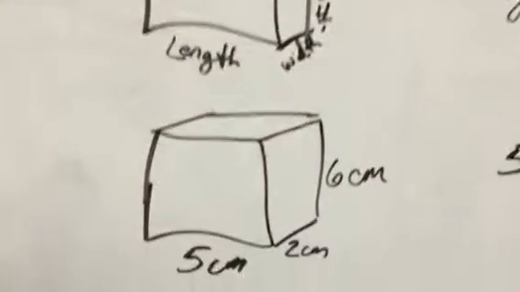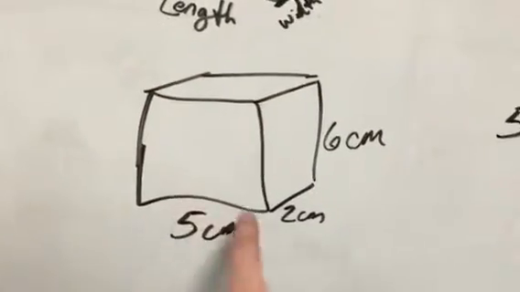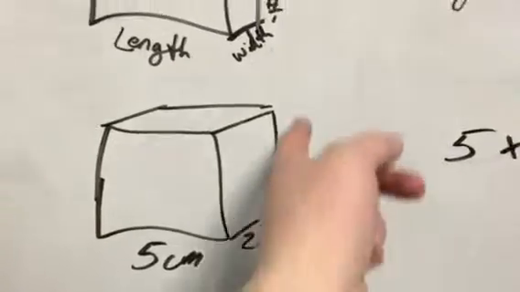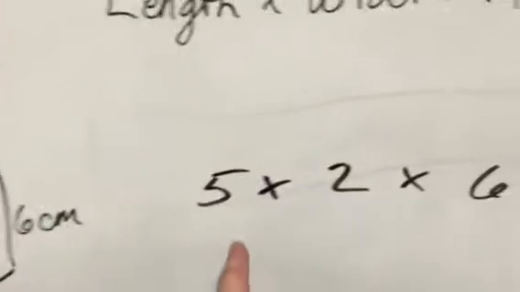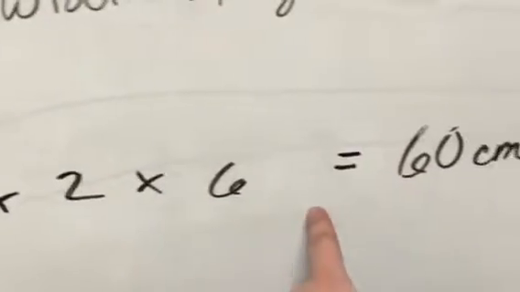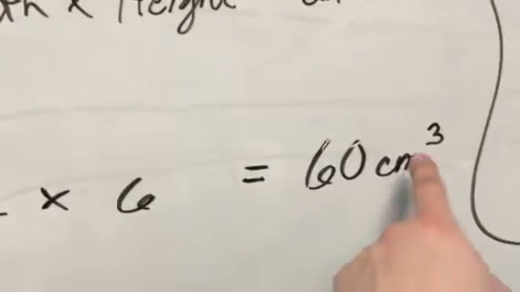So now let's look at an example. This is 5 centimeters, 2 centimeters, and 6 centimeters. We do 5 times 2 times 6, and that gives us 60 centimeters cubed.